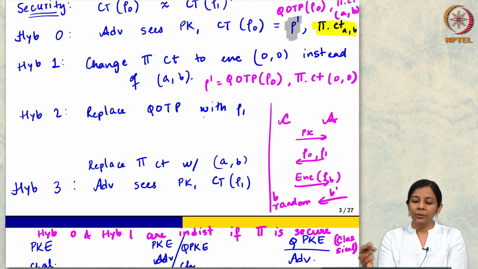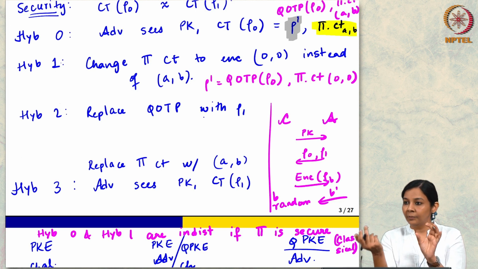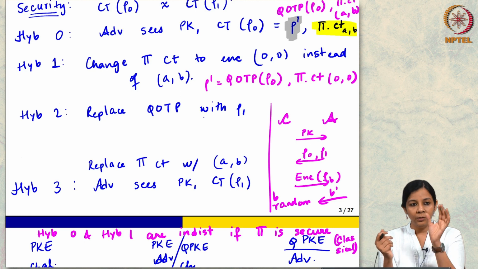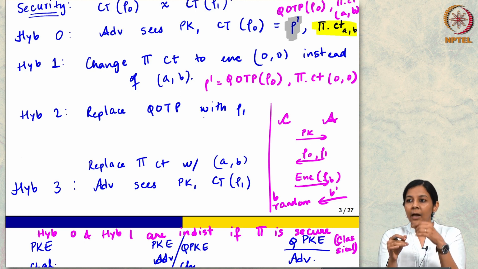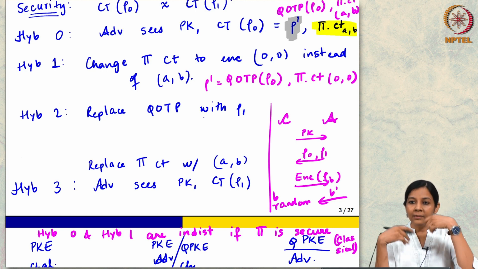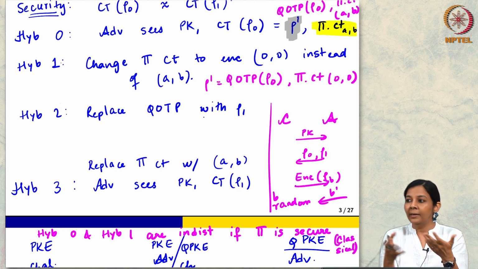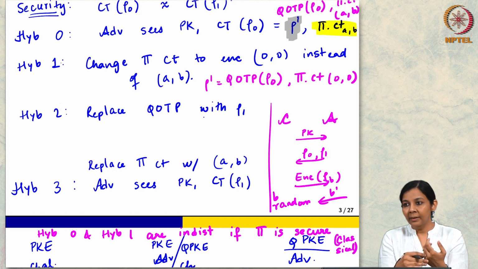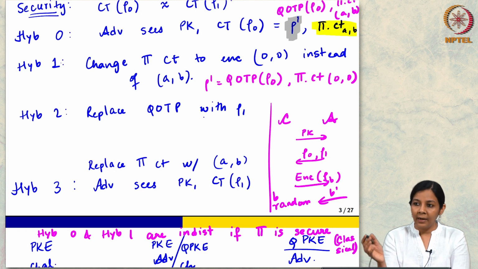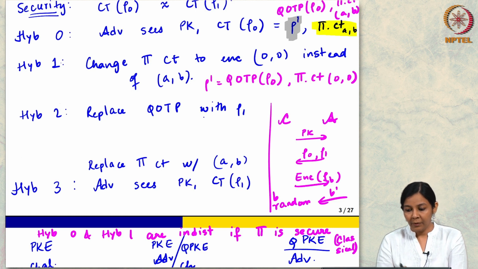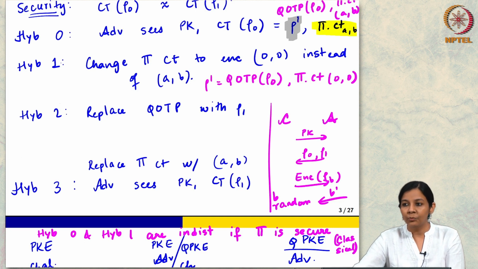Yeah, and having broken the correlation, I can replace the quantum one time pad, because again I can generate the rest of the distribution independently. The distribution includes what? The QOTP and the pi CT, right. Now, I can simply generate the pi CT on my own independently of the QOTP. So, that means that I can simply generate a PKE ciphertext of 00 on my own, and I can replace this QOTP with row 1. Okay, and then having done that, I can go back to encrypting AB.